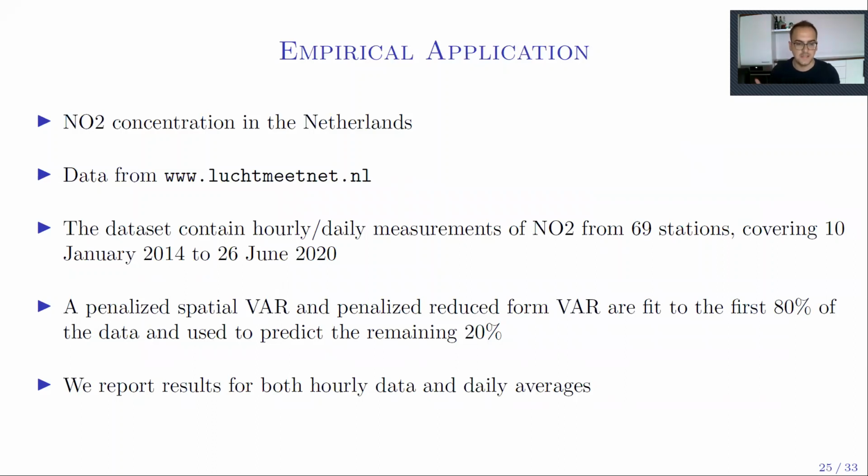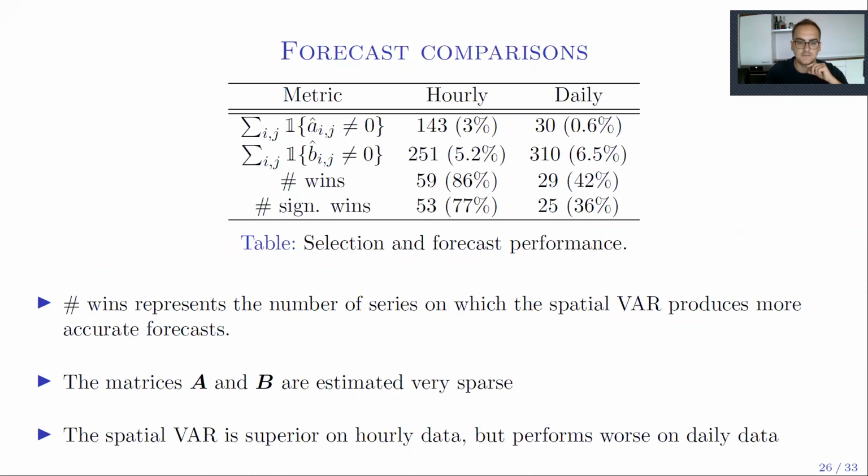Now, does this translate to empirical performance? We are going to consider an application in which we model the NO2 concentrations in the Netherlands based on 69 weather stations. We are going to fit a regular LASSO spatial VAR and a reduced form VAR based on the LASSO. We fit it to the first 80% of the data, hourly and daily data, and we will predict the remaining 20%.